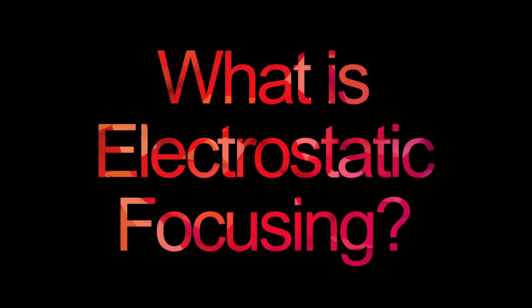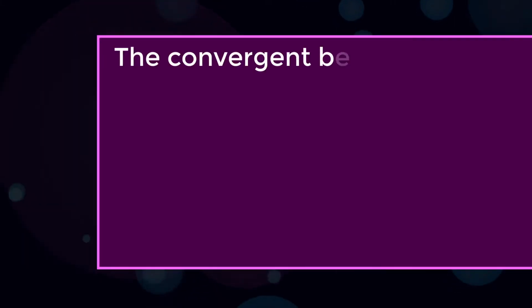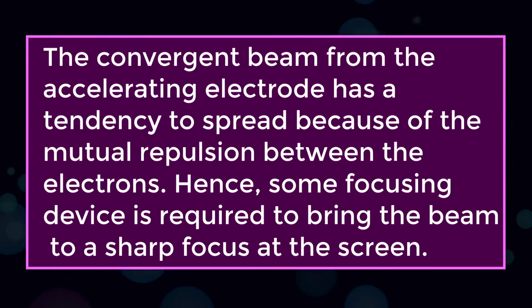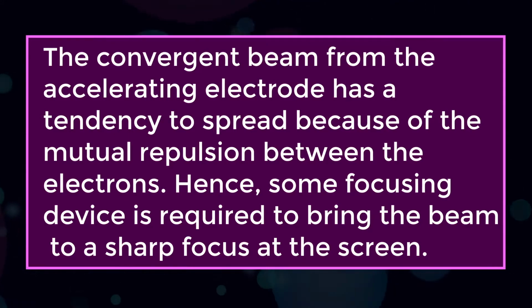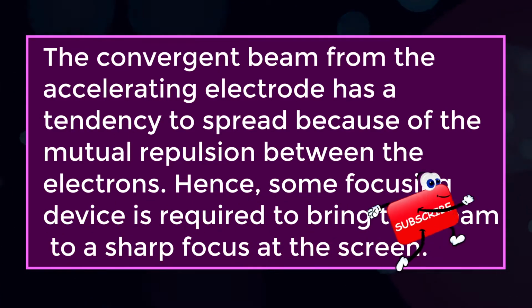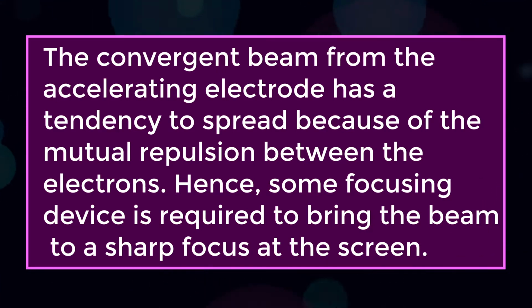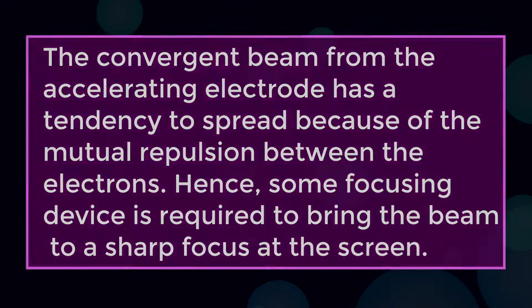What is electrostatic focusing? The convergent beam from the accelerating electrode has a tendency to spread because of the mutual repulsion between the electrons. Hence, some focusing device is required to bring the beam to a sharp focus at the screen.